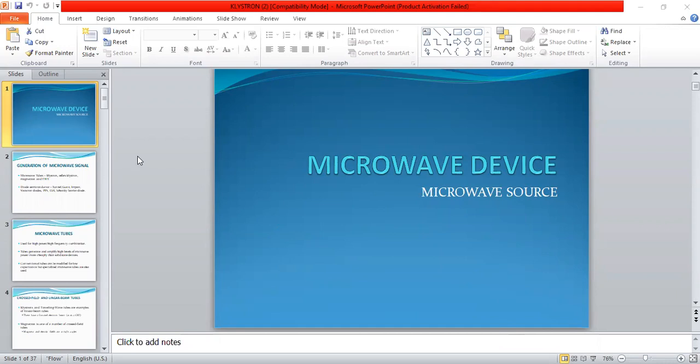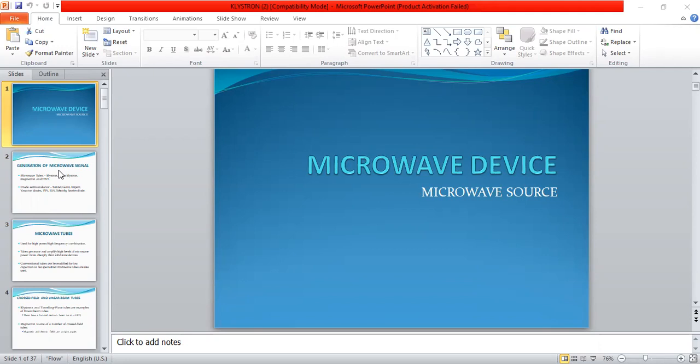Good morning, dear students. Today we will discuss microwave devices, microwave sources. Devices means microwave sources, which are going to generate microwave signal. Here, the microwave signal frequency range is 1 gigahertz to 300 gigahertz. So within this frequency range, here we will study about the microwave sources that are going to generate from 1 gigahertz frequency to 100 gigahertz frequency.